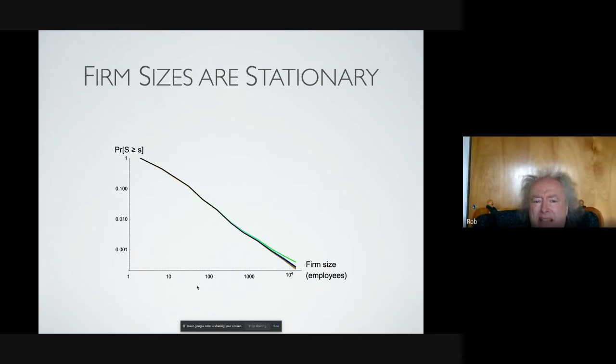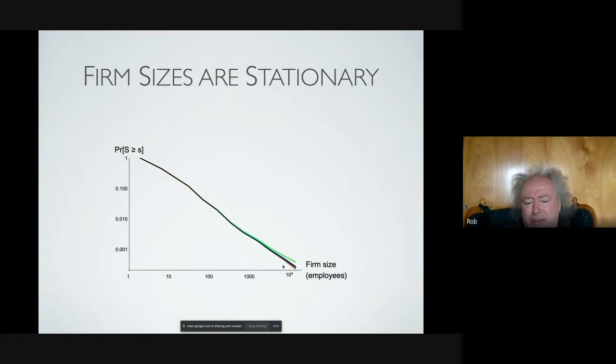One thing to say is that firm sizes are stationary. I plotted 12 years of data here, and except for the financial crisis year 2009, notice that the data all overlap each other. And so they're roughly a stationary distribution of firm sizes. It doesn't change very much.